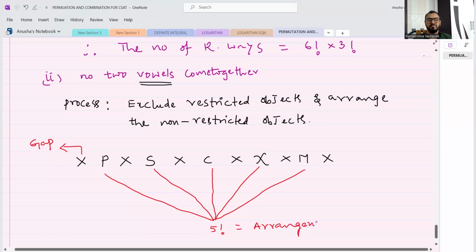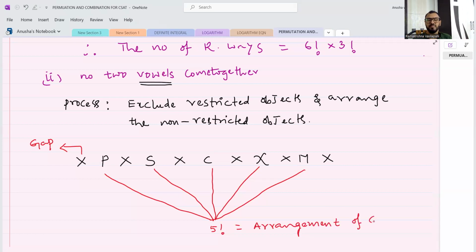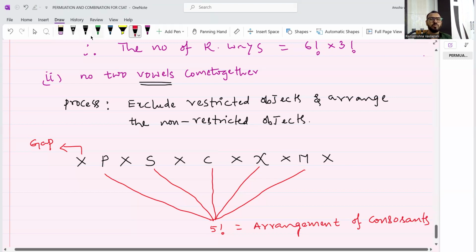Non-restricted objects. Arrangement of consonants. Or you can say the number of ways of arranging 5 consonants. Now, how many gaps are there? There are 6 gaps.